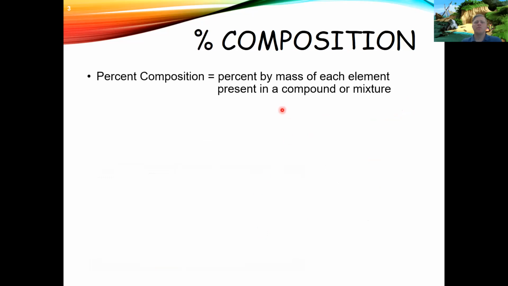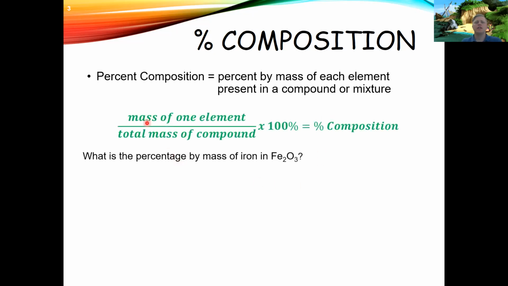So what we're really going to be interested in is the percent composition of different compounds or materials, and specifically the percent composition usually of different elements. So the way we find the percent composition is just by taking the mass of an element that we're looking for, divide it by the total mass of a compound, and then times it by 100%. And that gives us the percent composition of an element in a compound.